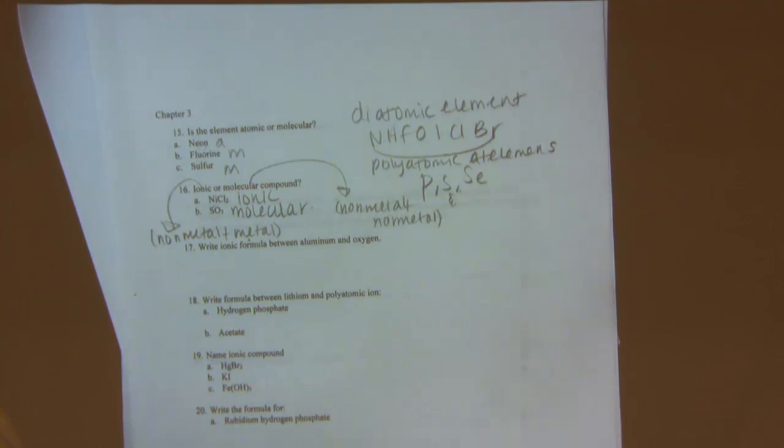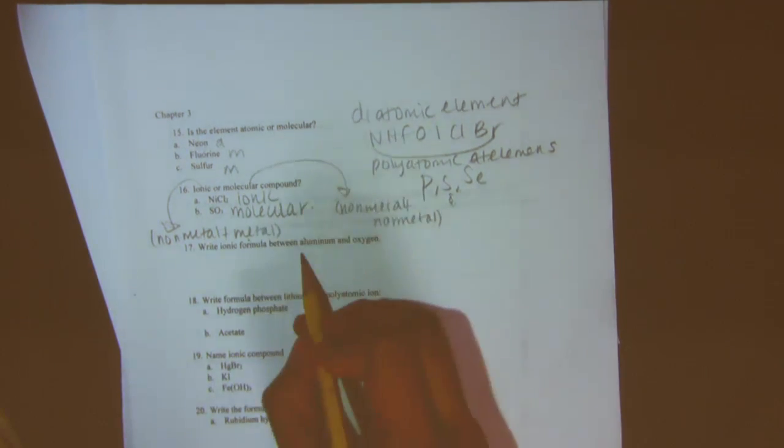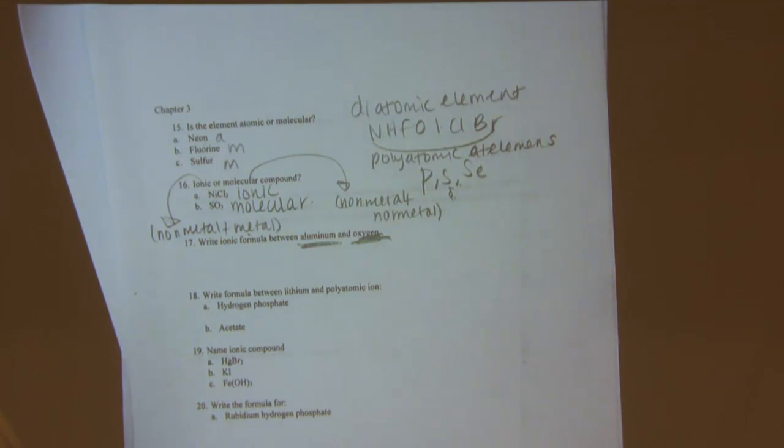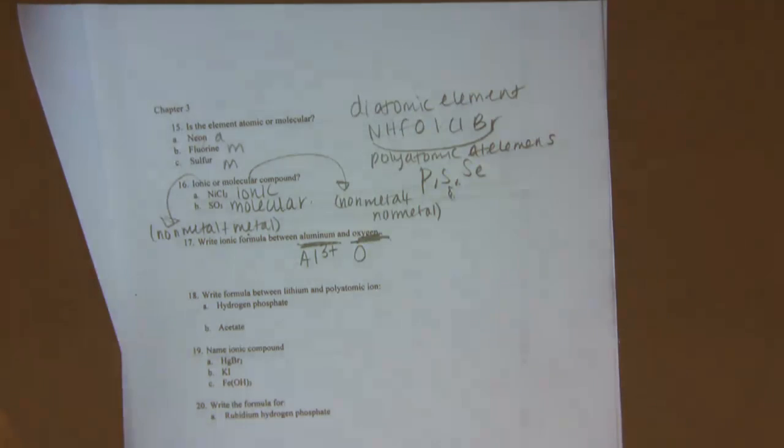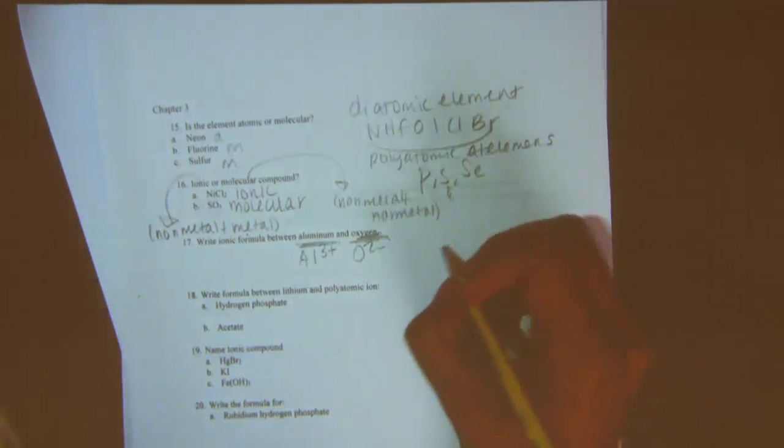Number 17. Write the ionic formula between aluminum and oxygen. We know it's ionic because it's a metal and a nonmetal. To answer these questions, you first find the charge for each element and then interchange them. What is the charge for aluminum? 3+. On your periodic table it's not stated, but you know it. Oxygen, what is your value? -2. And so you'd interchange them as 2 and 3.